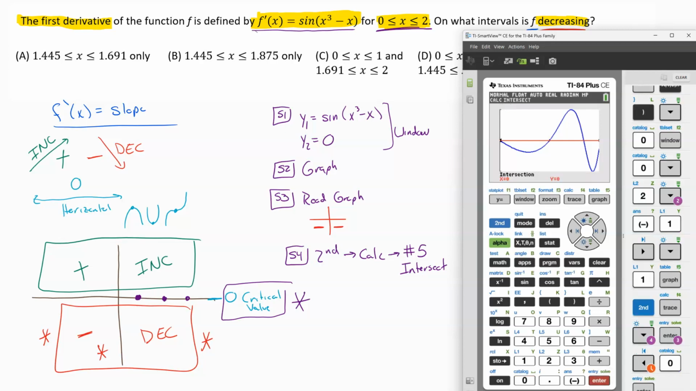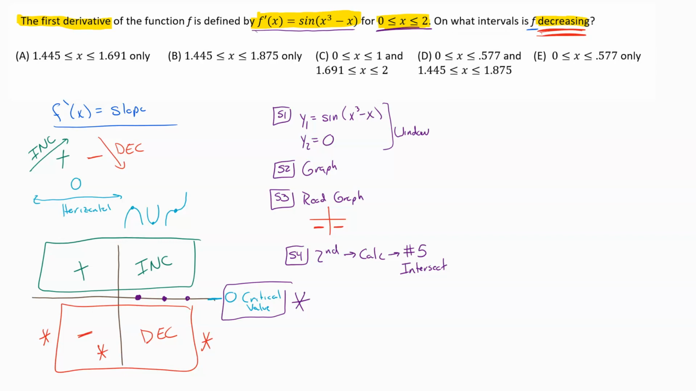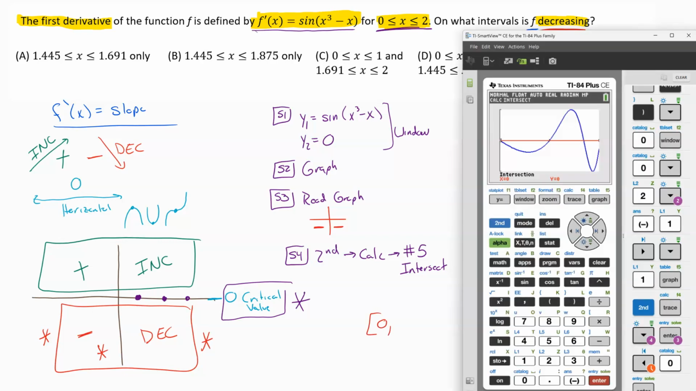So I type in 0, and you'll know you did everything properly because it will say the word intersection at the bottom of the screen, and the x value you're looking at is going to be the start of your interval. So right now, looking at my interval, I know that I've got an interval starting here at 0. And now I need to find that middle intersect. So I just start the process over again.